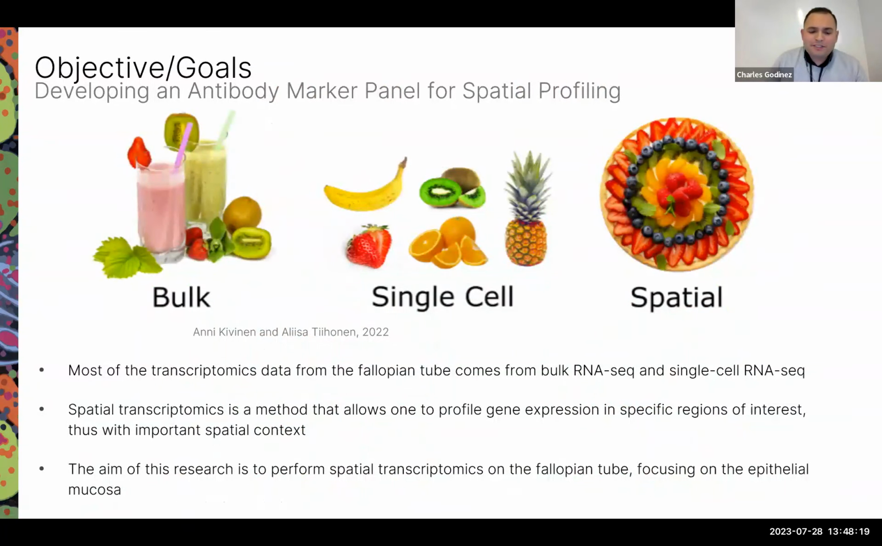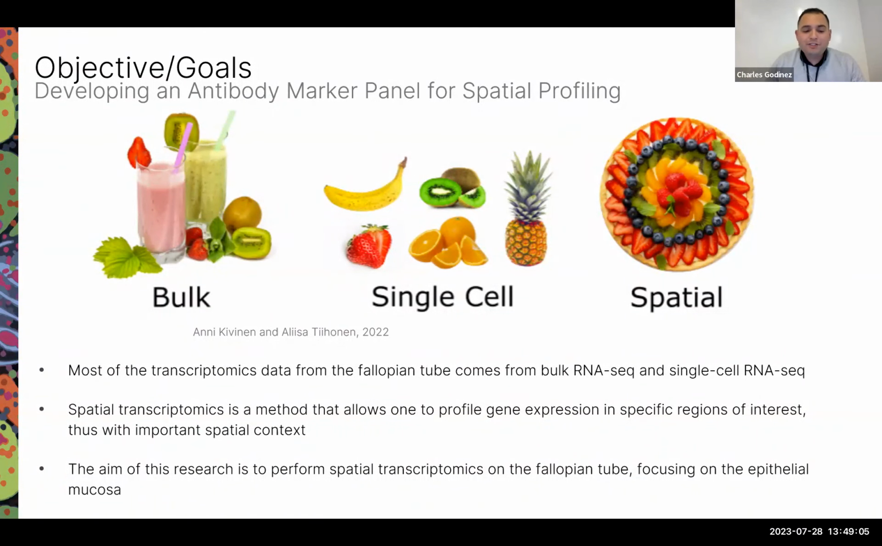So most of the transcriptomics data from the fallopian tube comes from bulk RNA sequencing and single-cell RNA sequencing. I have this fruit illustration that can help aid in explaining bulk and single-cell sequencing, as well as introduce spatial transcriptomics, which we utilize for this project. You can think of the fruits as individual cell types, each with their own unique flavor. With bulk sequencing, gene expression can be read out from the tissue, but does not provide cellular context. In other words, you can taste the flavor, but you don't know which fruit produces that flavor. With single-cell RNA sequencing, we do receive cellular context. However, the data lacks spatial information on where the gene expression originates from the tissue.